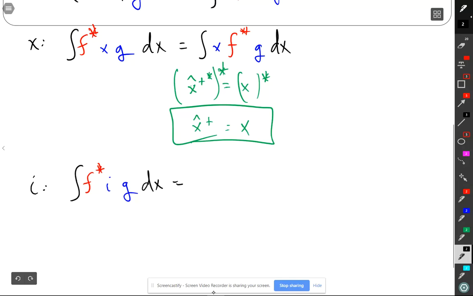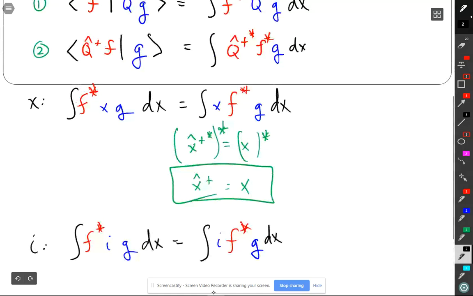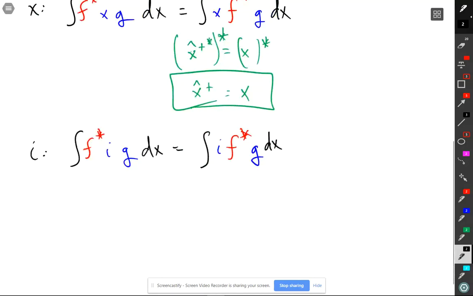So I'm just going to rearrange this to the integral of i f star, remembered the star this time, thankfully, g dx. Now, once again, we're going to compare that to form 2. And we immediately get an answer about what Q, in this case the i operator, dagger star is. So we're going to have i operator dagger star equals, and what do we have there in that position?